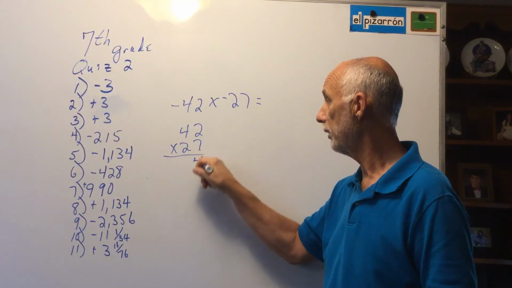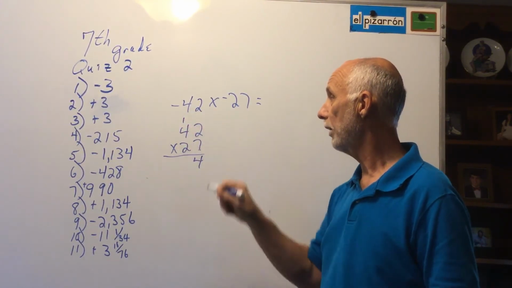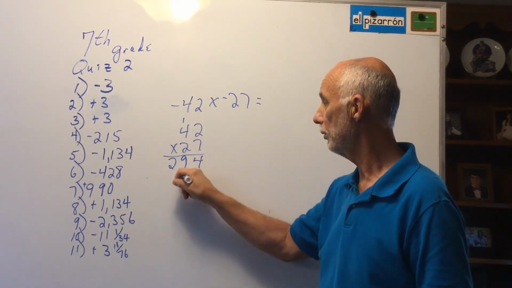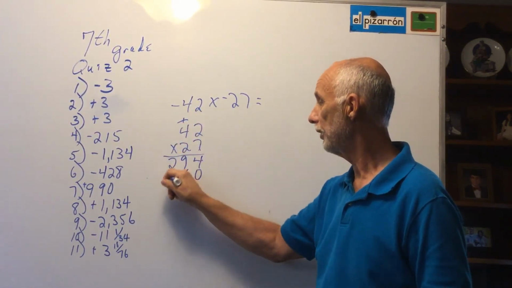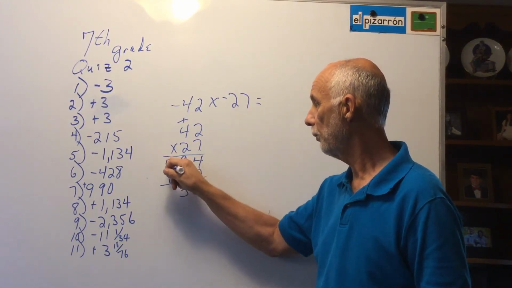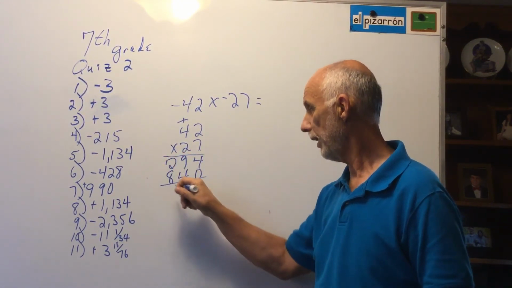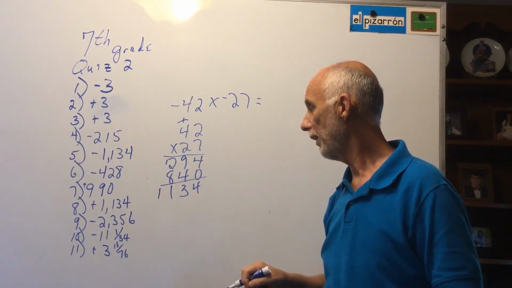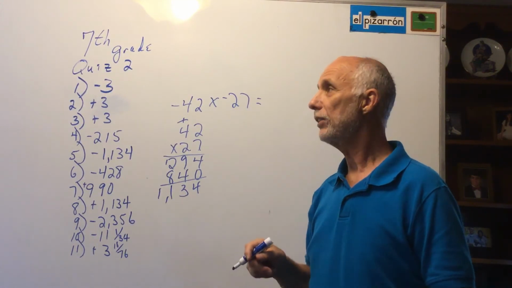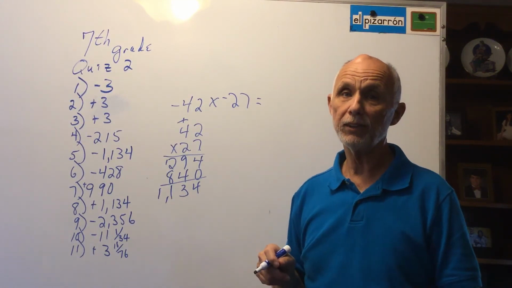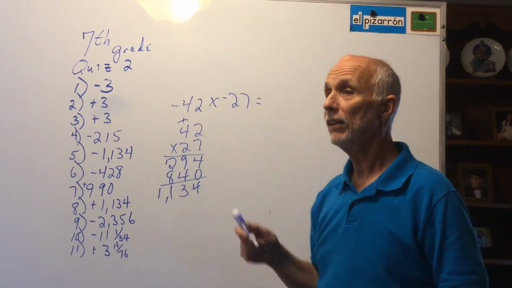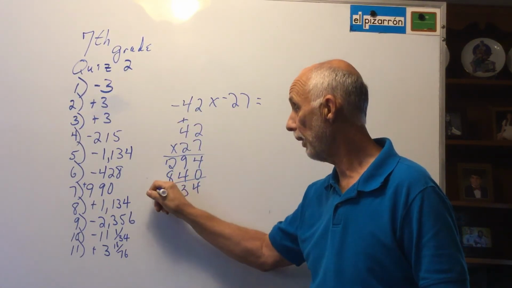7 times 2 is 14, carry your 1. 7 times 4 is 28, and 1 is 29. Put a 0 here. 2 times 2 is 4. 2 times 4 is 8. That's 4. 9 and 4 is 13, carry your 1. That's 10 and 1 is 11. That's 1,134. And again, if it's the same signs, your answer is positive, and if it's different signs, your answer is negative. It's a negative times a negative, same signs, answer positive.